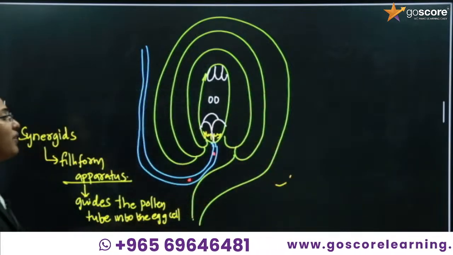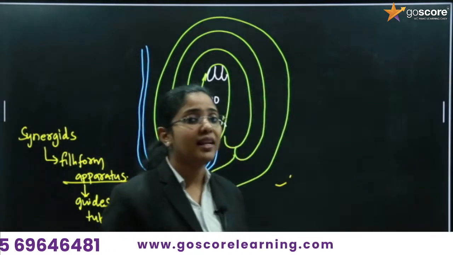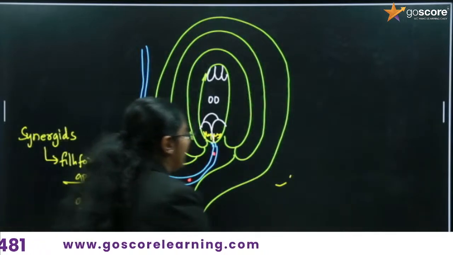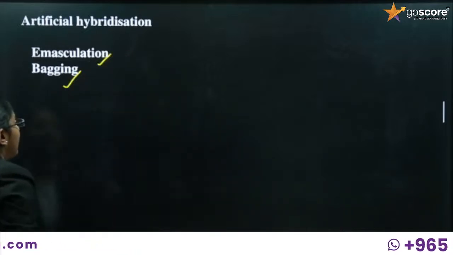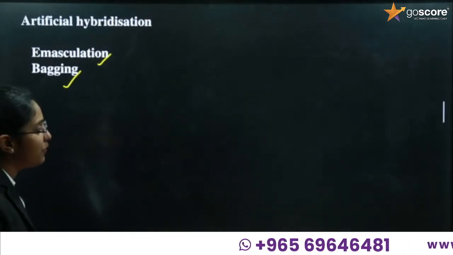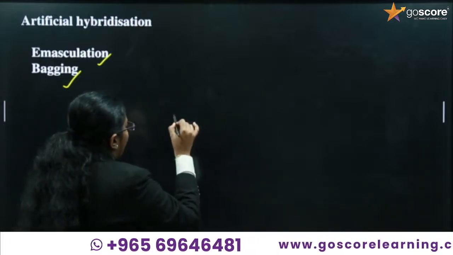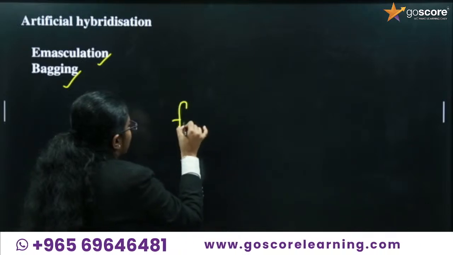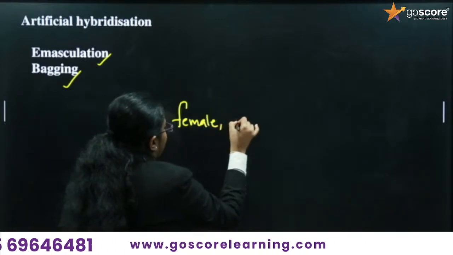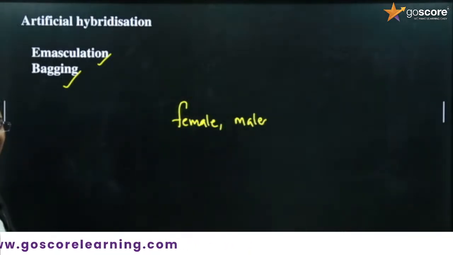Before that, we have to study how planters or breeders do artificial hybridization. Now let's see artificial hybridization. How can artificial hybridization be done? Artificial hybridization can be done in two steps, called emasculation and bagging. If you consider a bisexual flower, it may have both reproductive structures, the female reproductive structure and the male reproductive structure, both present in a single flower.